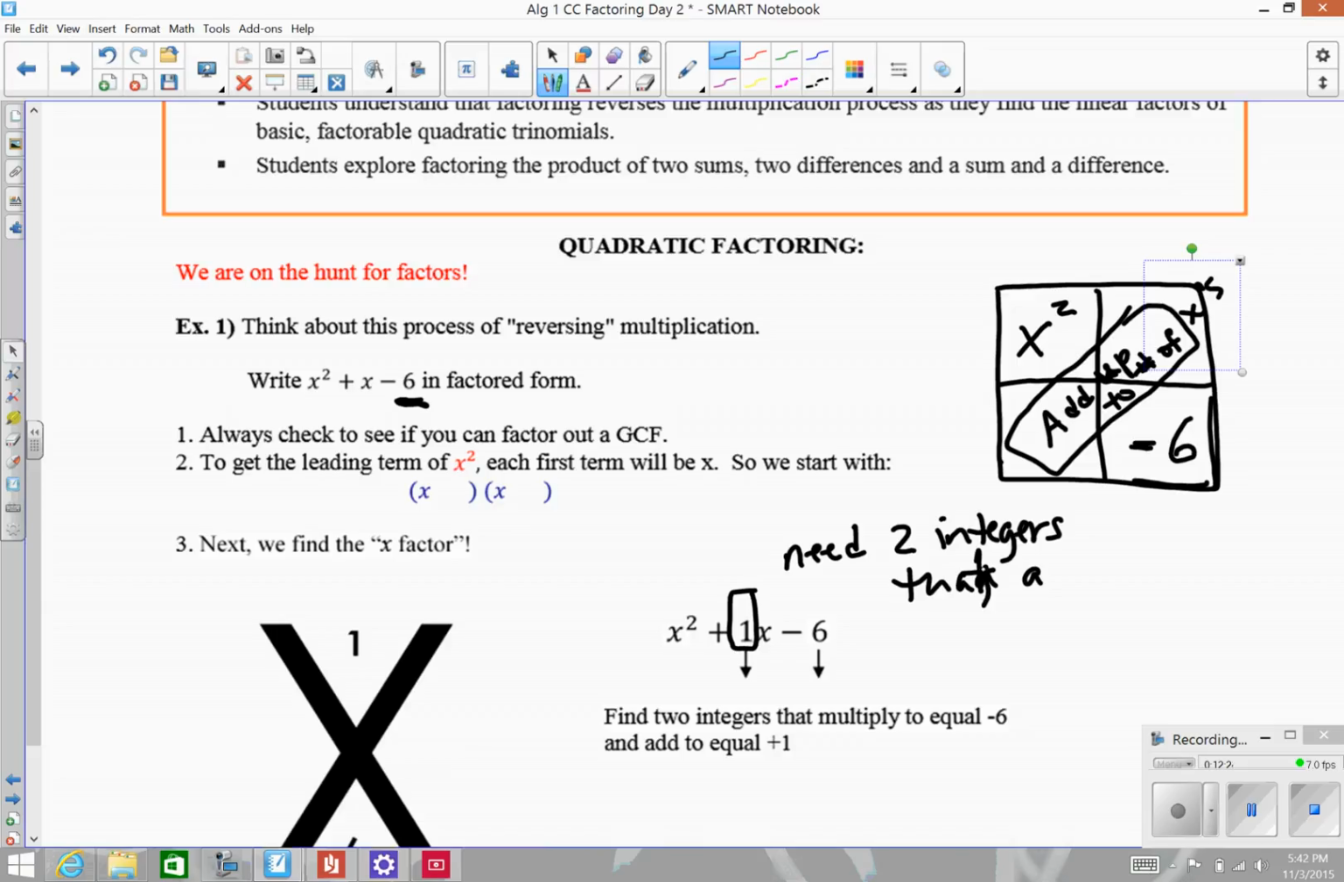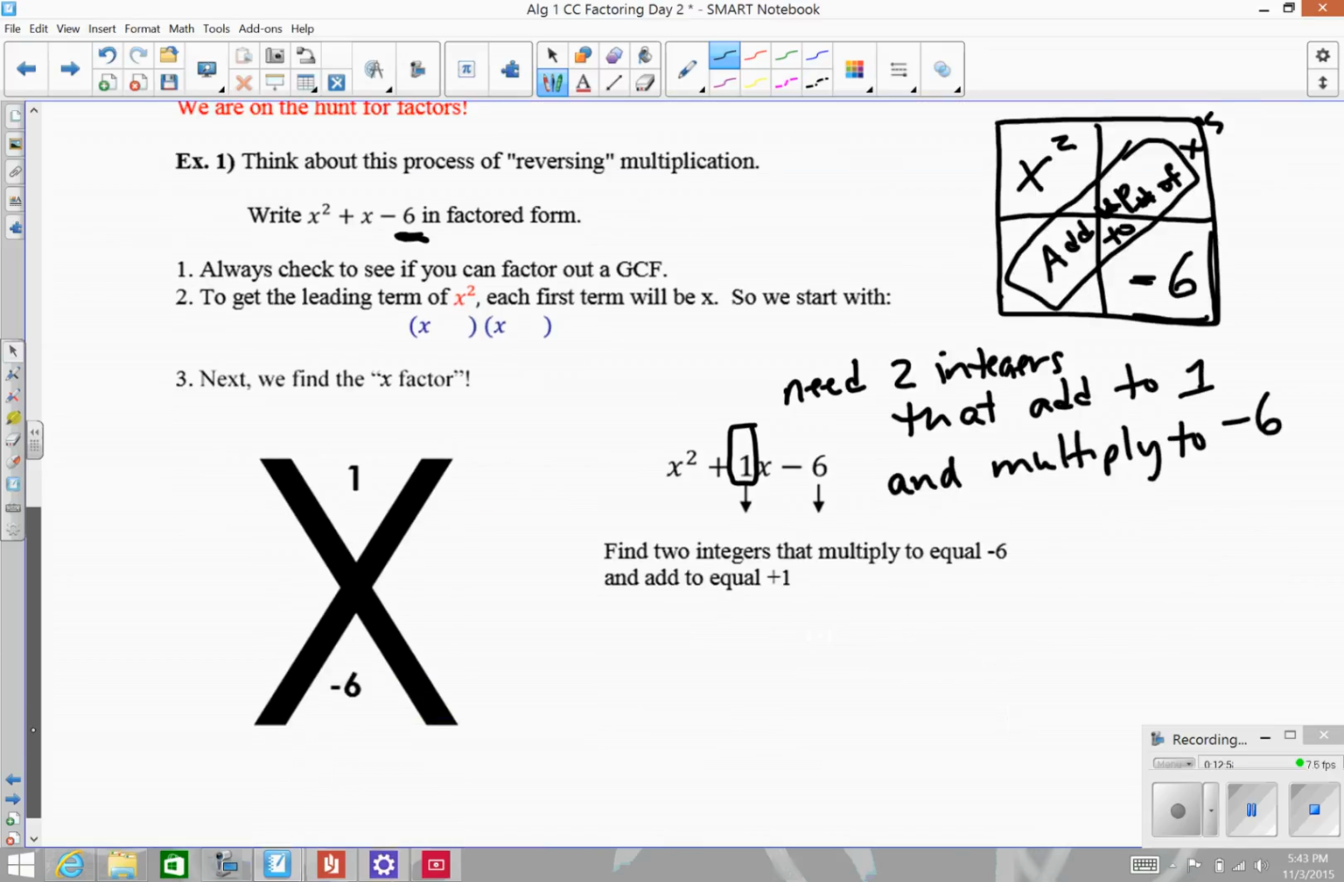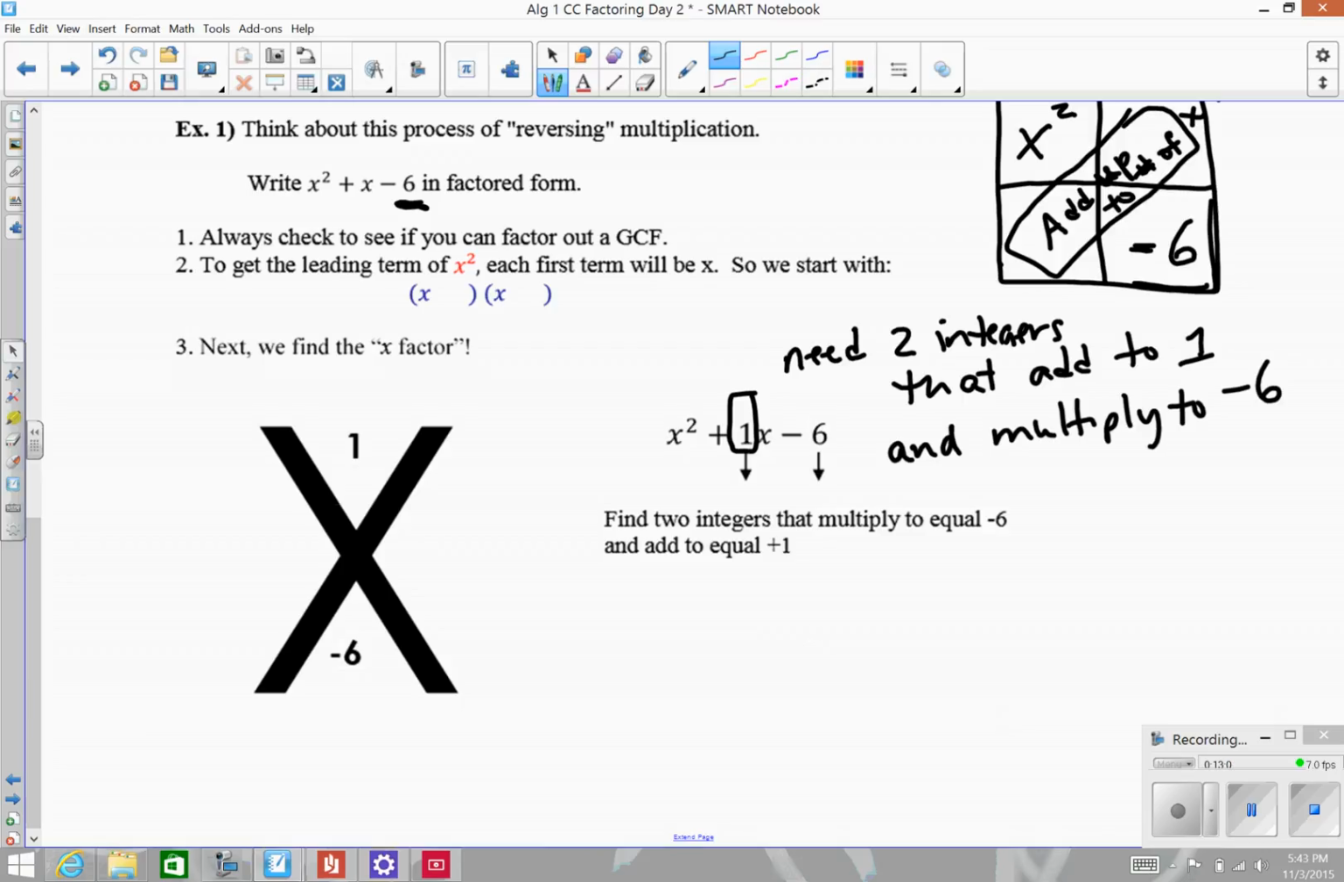Okay, I need two integers that add to 1 in this case. And when I multiply them, they're going to give me my constant. So I need them to multiply to a negative 6. So I'm going to write down my 1 in an x here at the top, and that's what I want to add to, and I want to multiply to the negative 6.